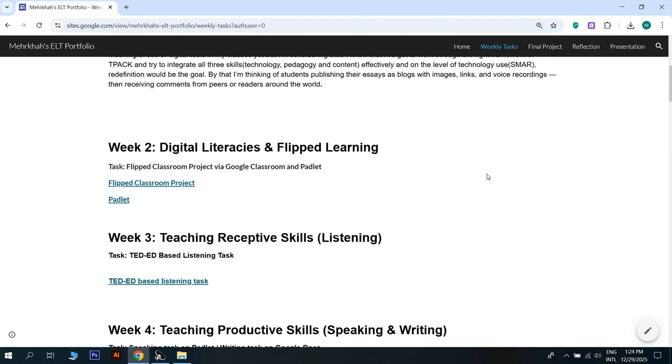In week 2, we had to make flipped classes and discuss digital literacy. It was a big challenge to me, and it took almost 1 or 2 weeks of my time continuously to just search different things about flipped classes. I realized the concept, but how to implement it in technology was just a mystery to me. So I managed to do it.